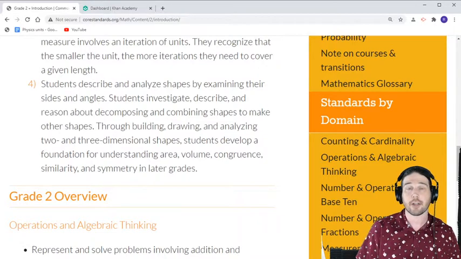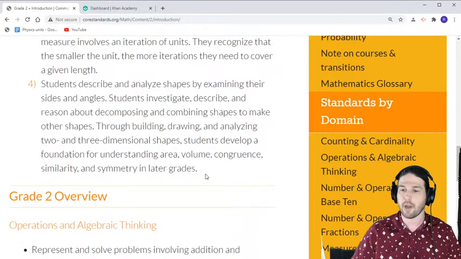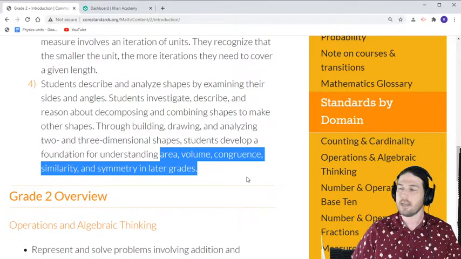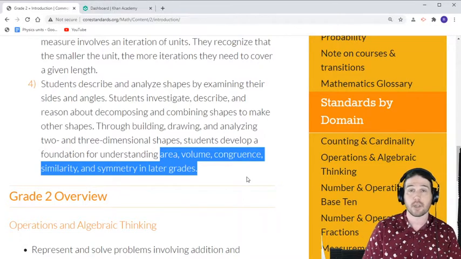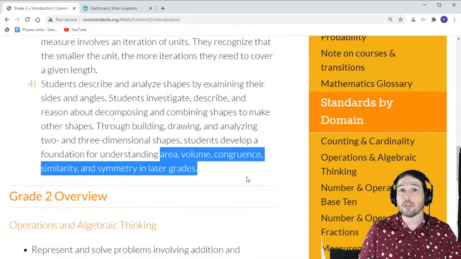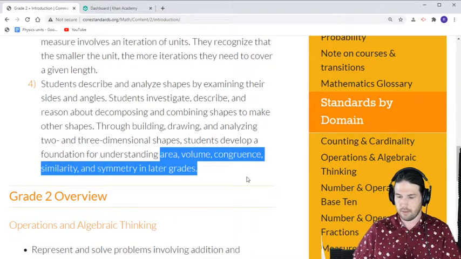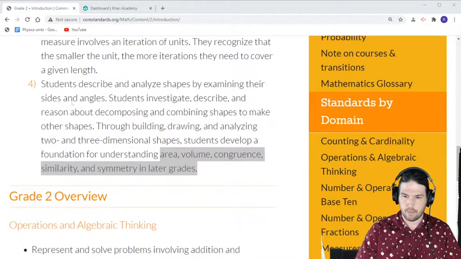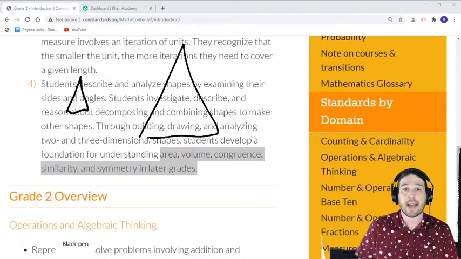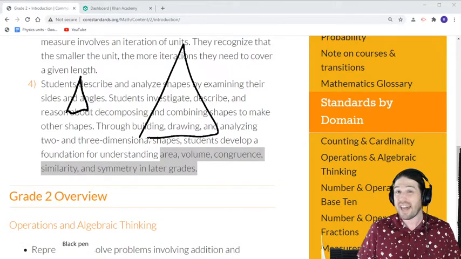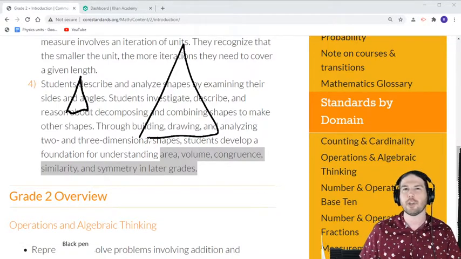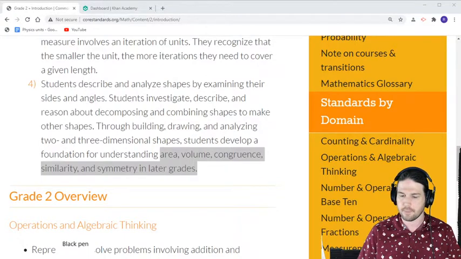symmetry in later grades. To be clear, we are not expecting students yet to understand exactly what any of these words mean. But we do want to be able to show students that, like, that triangle has less space inside it than that triangle. That is an important thing, even if we don't have the word for area yet. Okay.